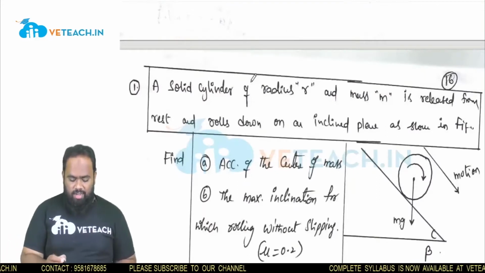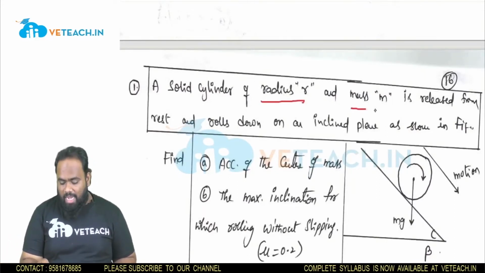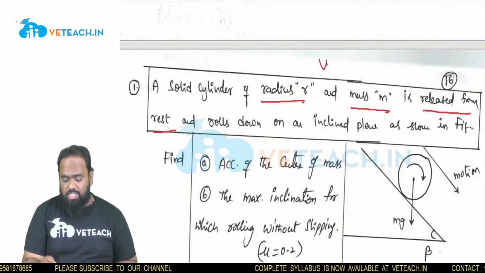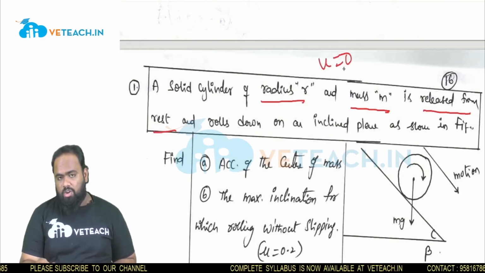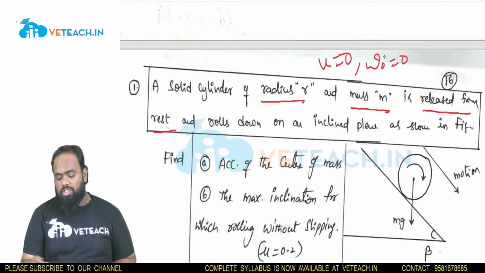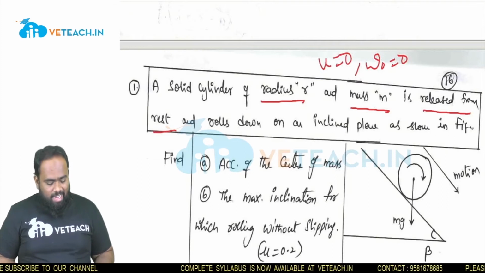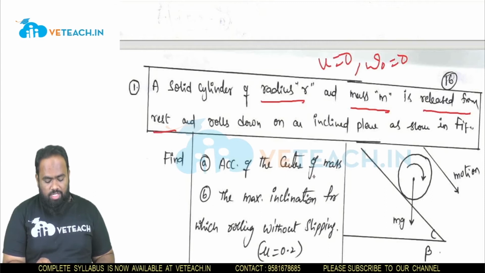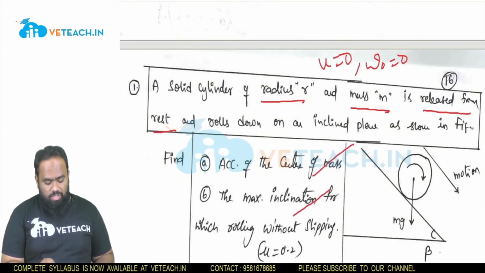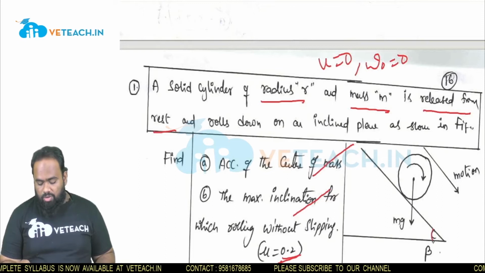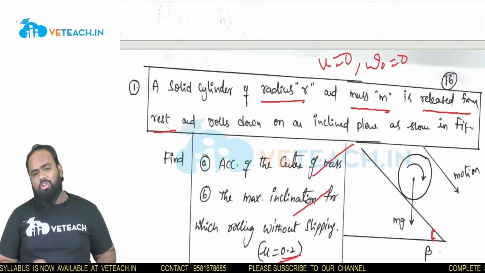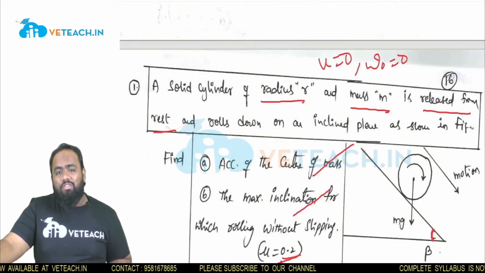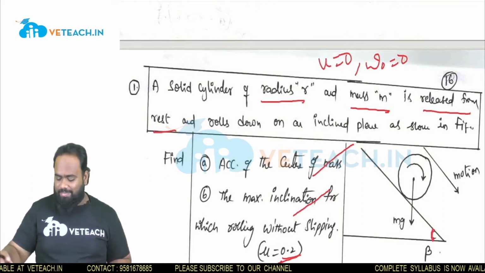A solid cylinder of radius r and mass m is released from rest and rolls down an inclined plane as shown in the figure. Released from rest means the initial velocity u is equal to 0 for linear, and omega not equal to 0 for rotary. Clear? Now find the acceleration of the center of mass, and find the maximum inclination for rolling without slipping. We need to find the unknown angle beta also, for mu equal to 0.2. Since mu is given as 0.2, we have to consider the friction.